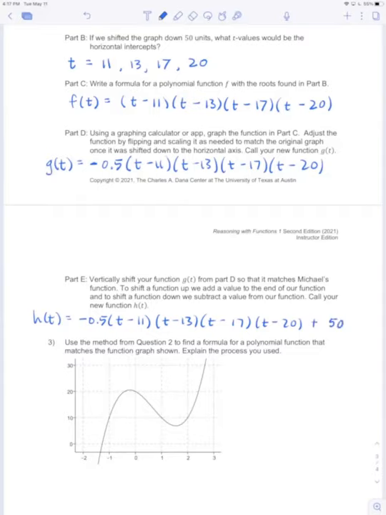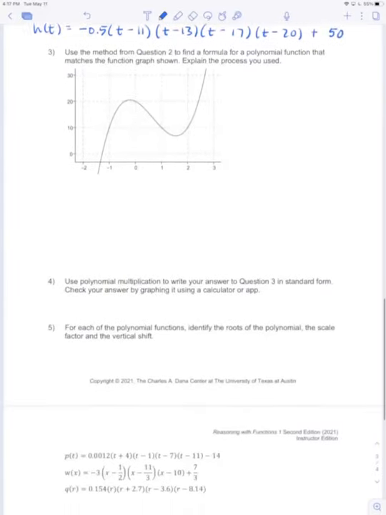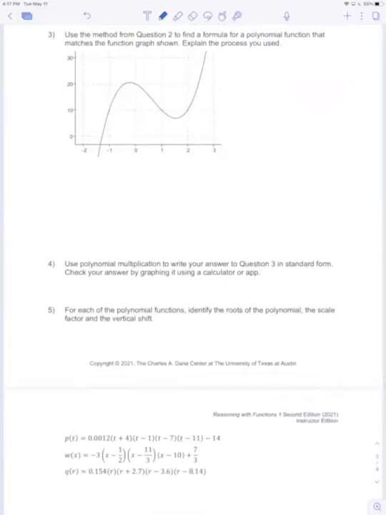There we go. So I'm going to scroll all the way up here to part 3. It says use the method from question 2 to find a formula for a polynomial function that matches the function graph shown. Explain the process you used. Okay, so let's see. Here's the picture of the graph. What I'm going to do is, I notice that this horizontal line is going to be at y equal to 10. We can use these points here to get us started.